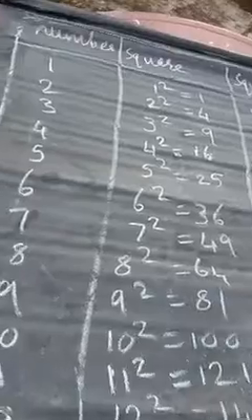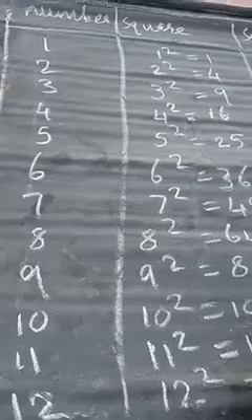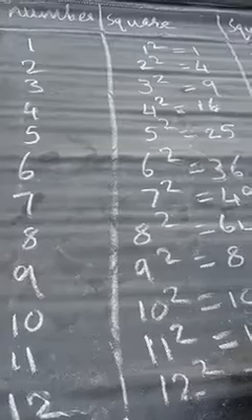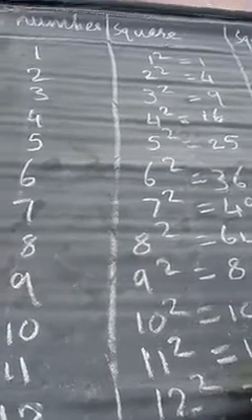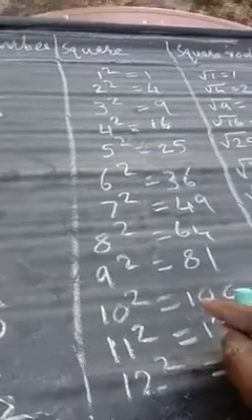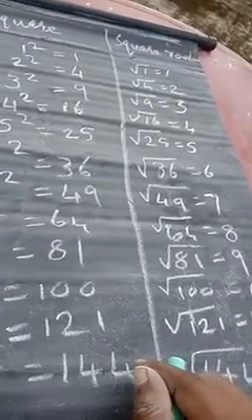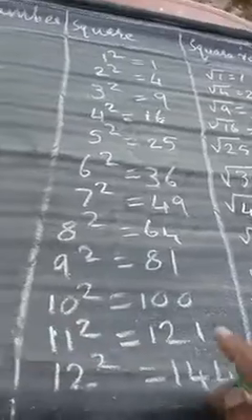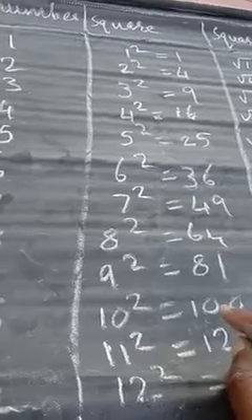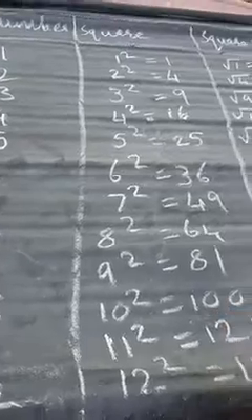Okay. Same way you can complete up to 20. In your notebook, you should write up to 20. Now 13. 13 into 13, 169. Root 169 again 13. Same way 14 square, 15 square, 16 square, etc. up to 20 square. Clear? What is 20 square? 20 into 20 is 400. Root 400 is 20. Clear?